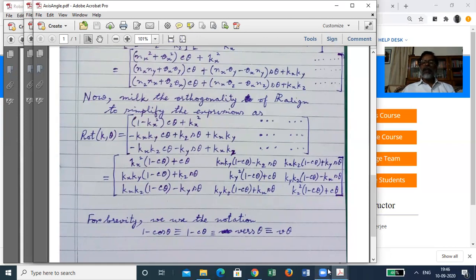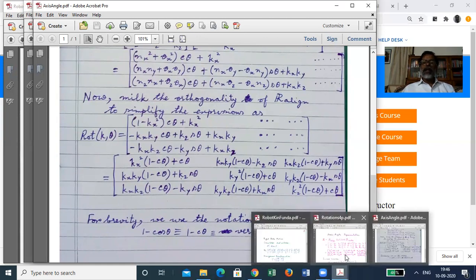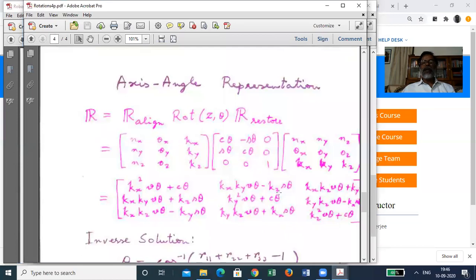Considering all these things together, we get the expression like this. And the mnemonic is that in the first column, put kx, second column, put ky, third column, put kz. Then do the same thing for first row, second row, third row. That is why in the 1 1 element you get kx square. In the 1 2 element you get kx ky, and so on. All 9 of them you give a versine theta.